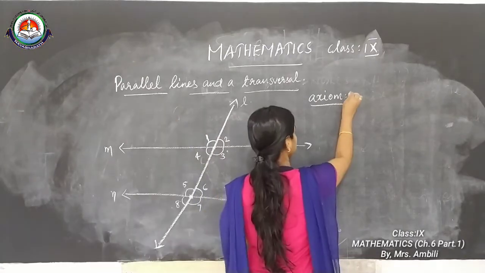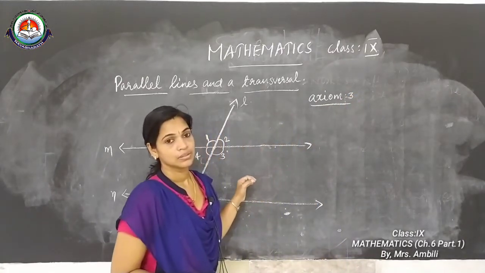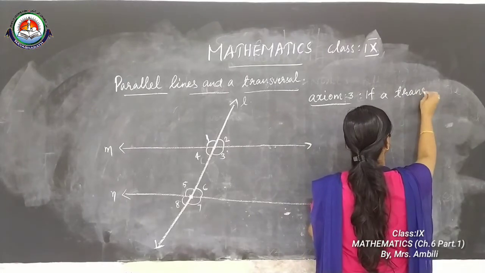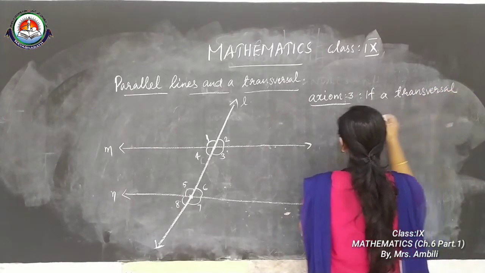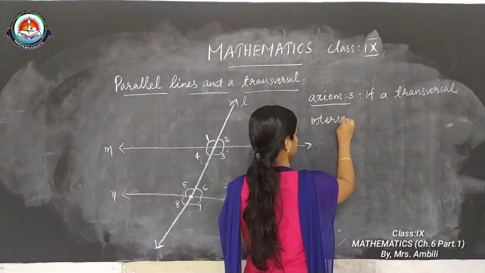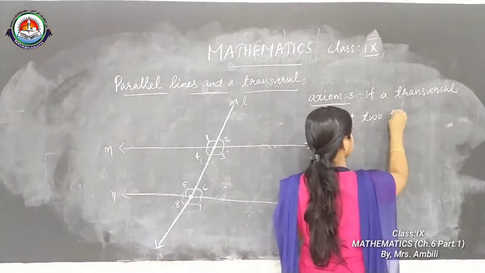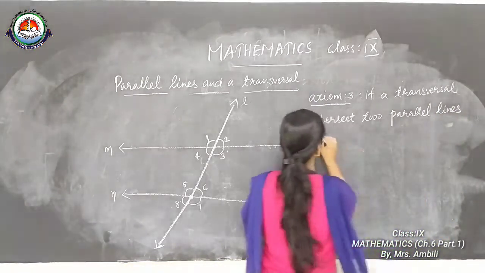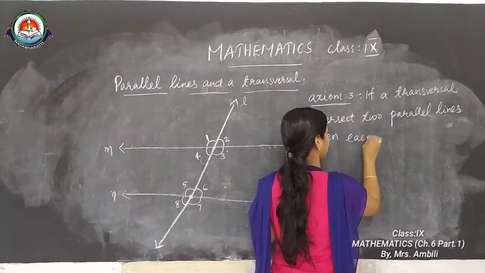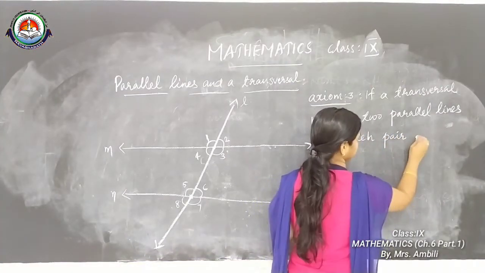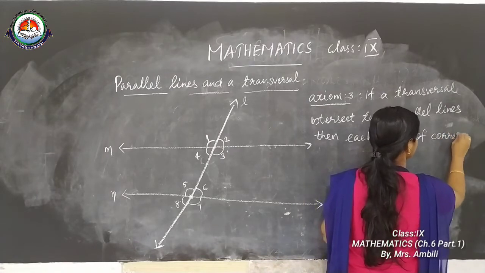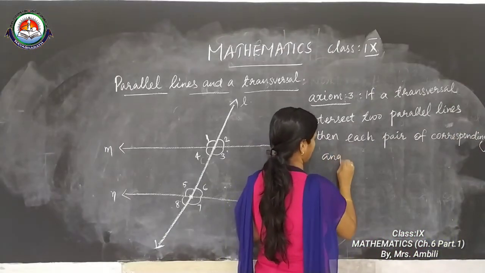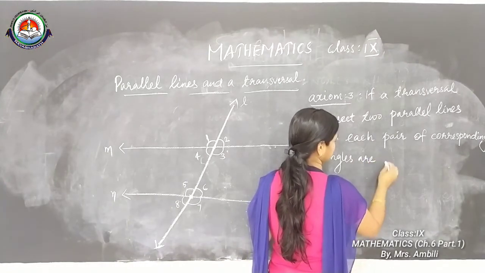Axiom 3. What is the axiom? If a transversal intersects two parallel lines, then each pair of corresponding angles are equal.